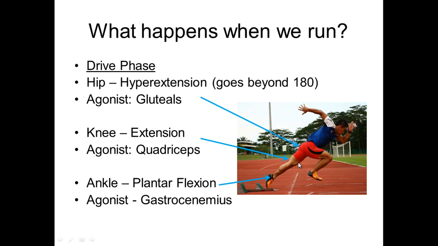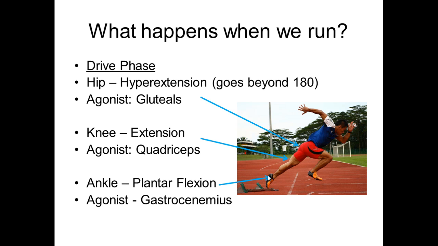So the agonist is contracting here, and the antagonist, which are the hamstrings, are relaxed at that point. Now the ankle, you'll notice here that his foot is pointing downwards, and this illustrates plantar flexion. The two muscles involved in doing this are the gastrocnemius and the anterior tibialis.